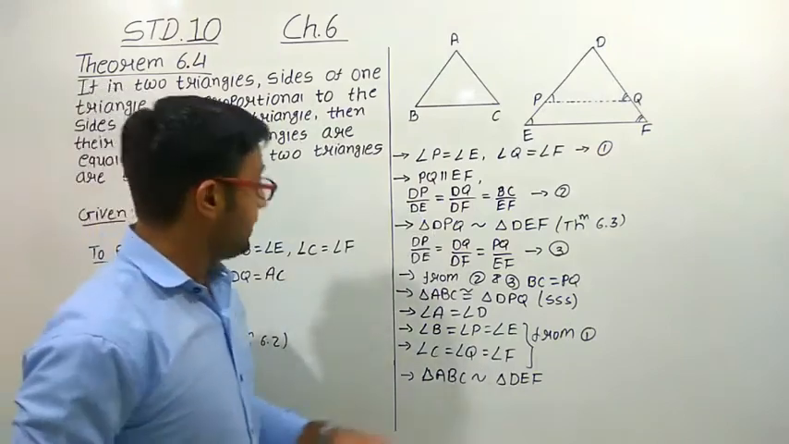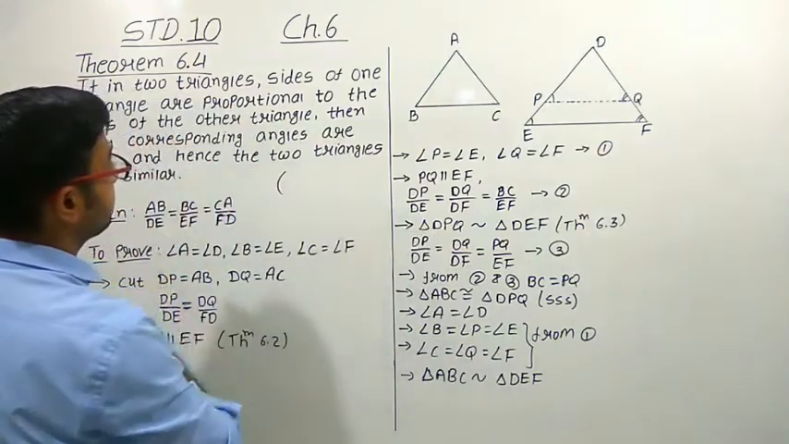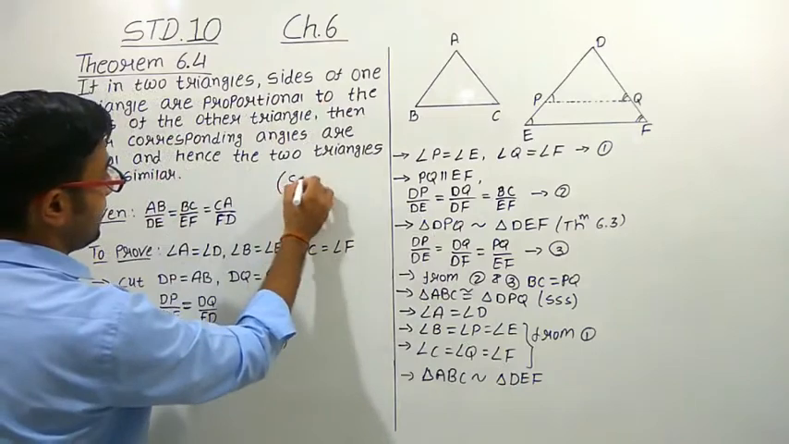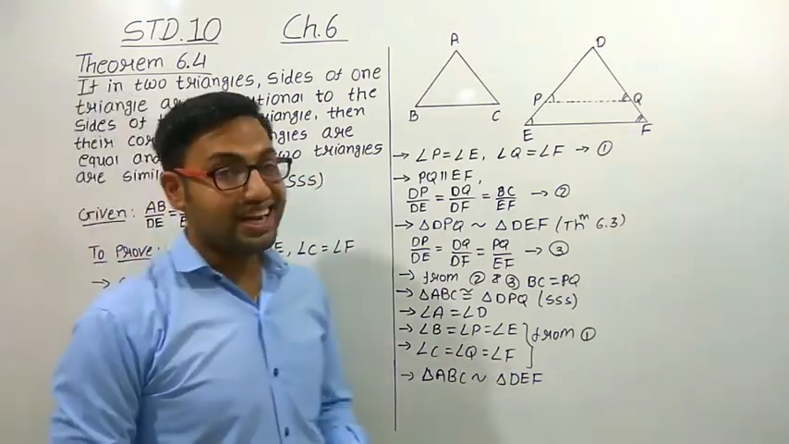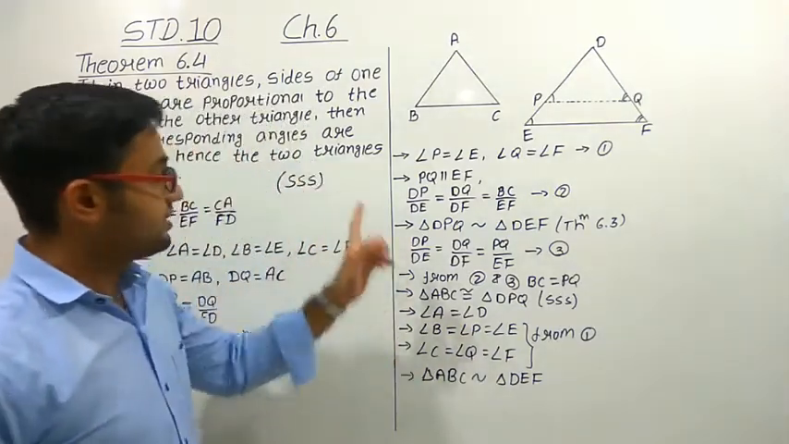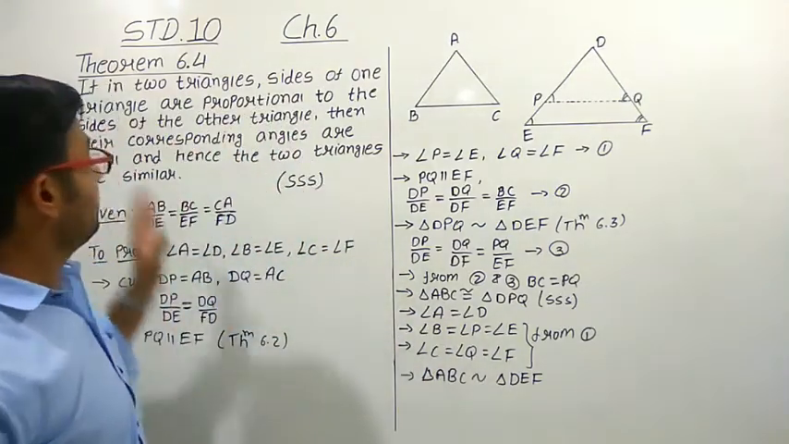Understand? And this criteria, as we have given the three sides, is called the side, side, side criteria. This criteria is called the side, side, side criteria of similarity. And that is theorem 6.4.